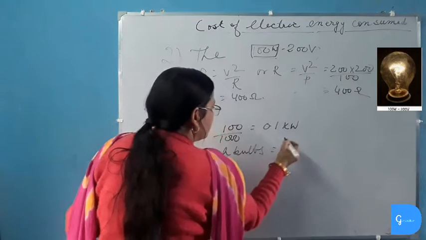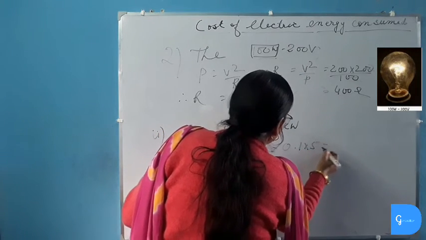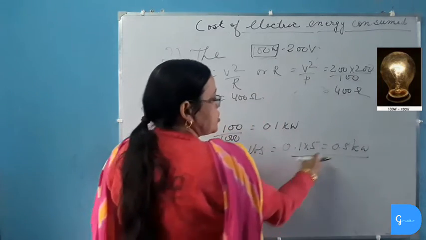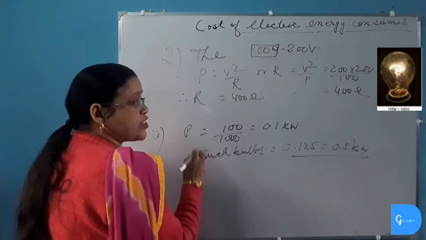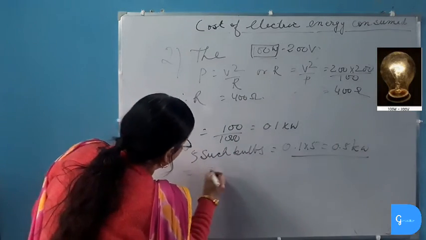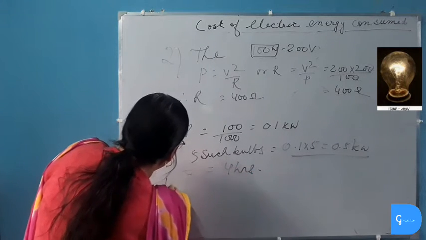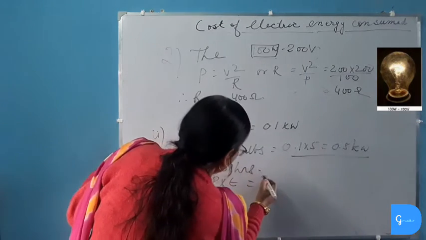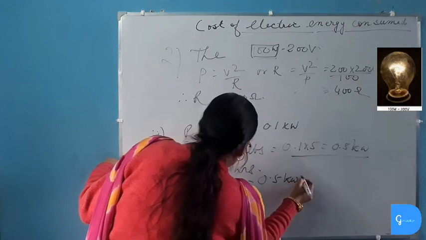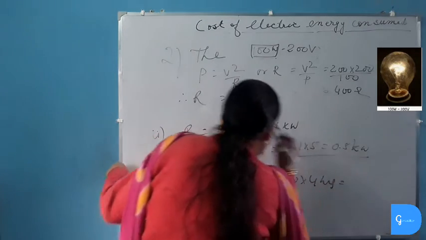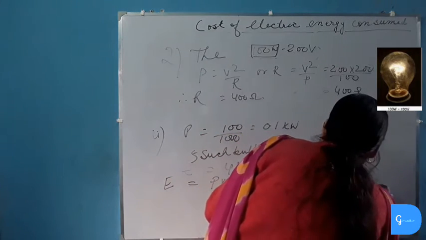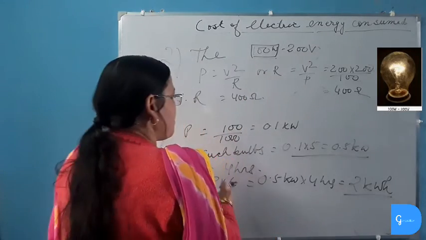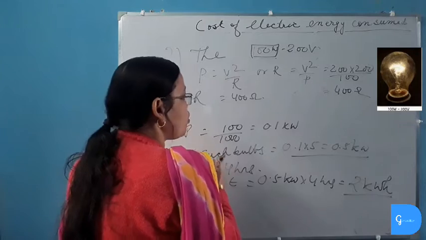How many bulbs? 5. So 0.1 into 5 is equal to 0.5 kilowatt. So total power consumed by 5 bulbs will be 0.5 kilowatt, and the bulbs are used for 4 hours. So time is equal to 4 hours. Now energy consumed by 5 such bulbs will be P into T, that is 0.5 kilowatt into 4 hours is equal to 2 kilowatt hour. This is the energy. 2 kilowatt hour is the energy consumed by 5 such bulbs when used for 4 hours.